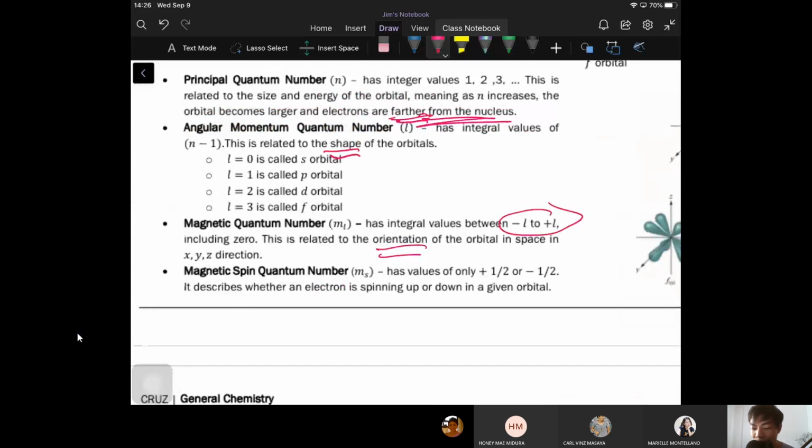Magnetic spin quantum number. This tells you about the orientation of the electron. It can be up or down; two electrons cannot both be up, and cannot both be down, for the reason that their charges would repel. The charges repel, so they can't be the same.